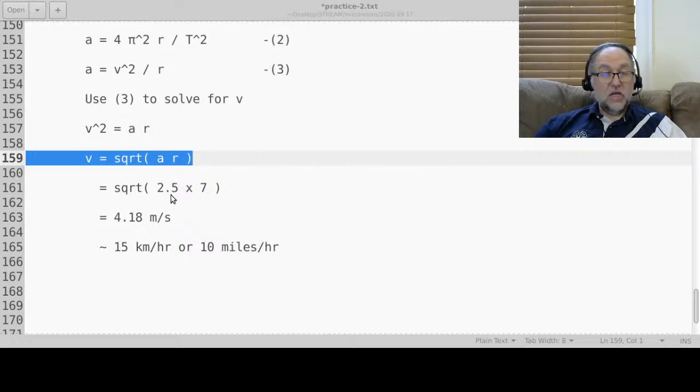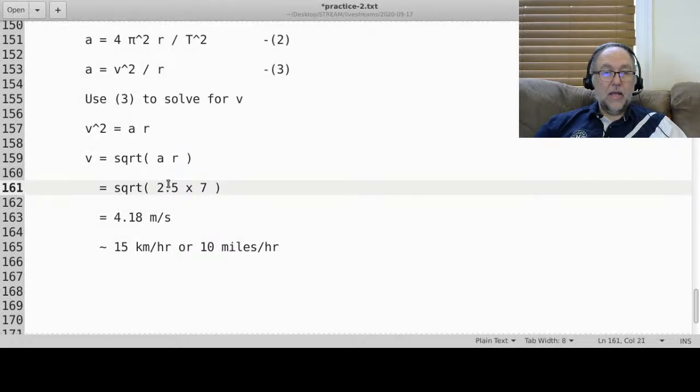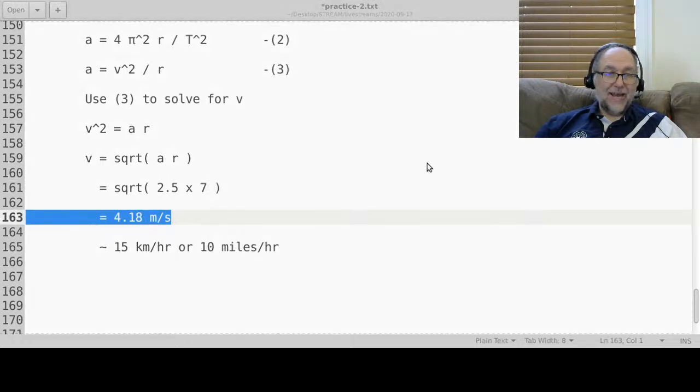A is a quarter of g, which is 2.5 meters per second squared. R was 7, and you multiply them and take the square root, and you get 4.18 meters per second. That's how fast I could be riding on my bike when I go into this turn, and expect that my centripetal acceleration will be a quarter g, which is the limit of what I can do safely. If I were going faster, then a would be higher, and there's the danger of slipping.